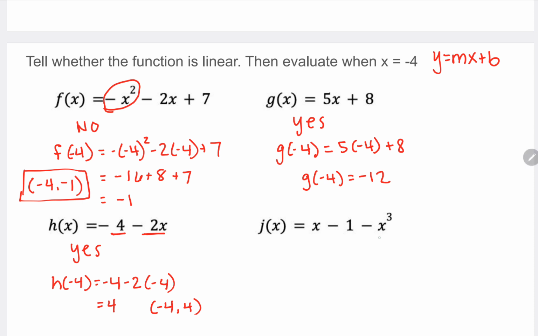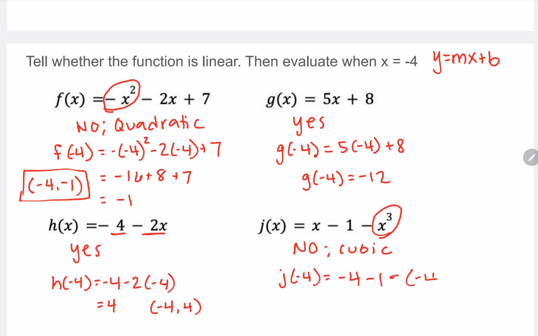And then the last one is not linear because of the x cubed. We don't want an x cubed. That would be a cubic function. This one up here is a quadratic function. And then when we evaluate this one, we have j of -4 equals -4 minus 1 minus (-4) cubed. Make sure when you are substituting -4 for x, you're substituting it in parentheses. So this turns into a minus -64, which is positive 64. When we combine all that together, we get 59.